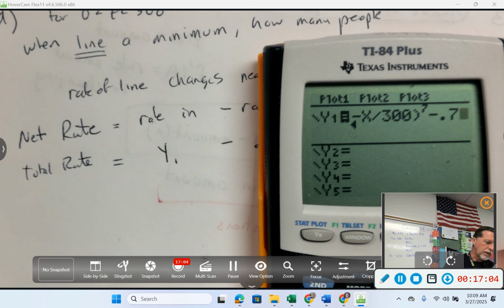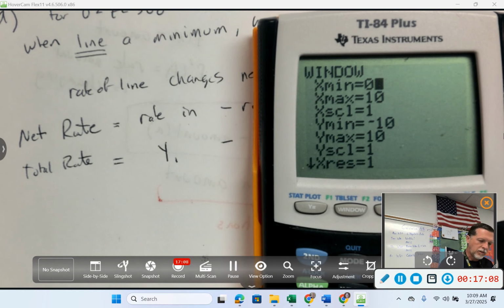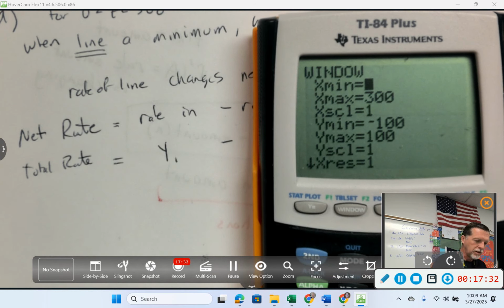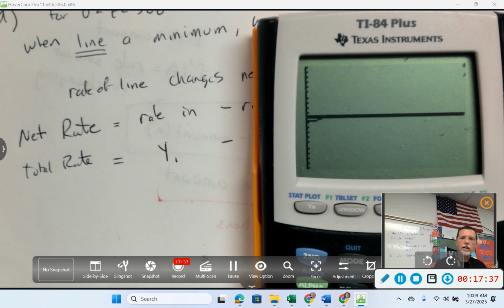And I'm looking for where that changes negative to positive, somewhere between 0 and 300. The y value doesn't matter a whole lot because I just want to see where it changes negative to positive. So negative 100 to 100 is too much. I need to zoom in some more than that. Yeah, because there's not 100 people per second arriving. That would be a little much. Let's go negative 10 to 10. There we go.